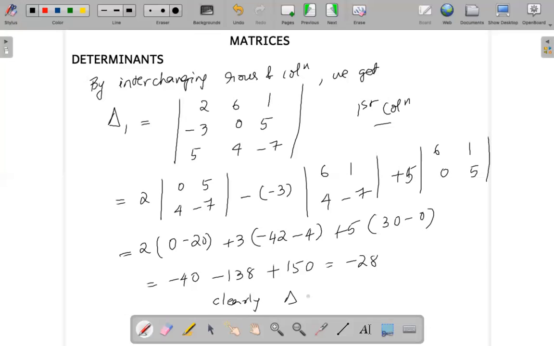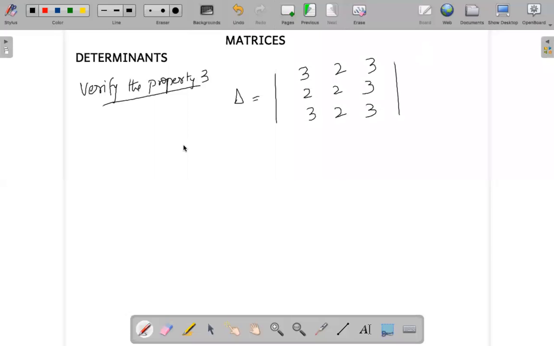The delta which we got is minus 28, as well as delta 1 is also minus 28. So we have verified the first property. So let us verify property 3, which is: if any two rows or columns of the determinant are identical, all the corresponding elements are same, then the value of the determinant is 0. Let us see that now.